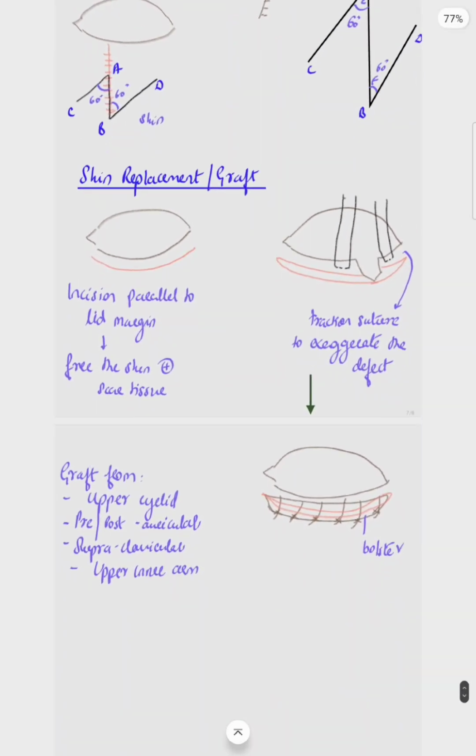Next, in cicatricial ectropion, if it is severe or generalized, we do a skin graft or flap. Here an incision is made parallel to the lid margin. Then traction sutures are placed to exaggerate the defect, and then we suture the graft along with a bolster. Usually the graft is taken from the upper eyelid, pre or post auricular, supraclavicular and upper inner arm.